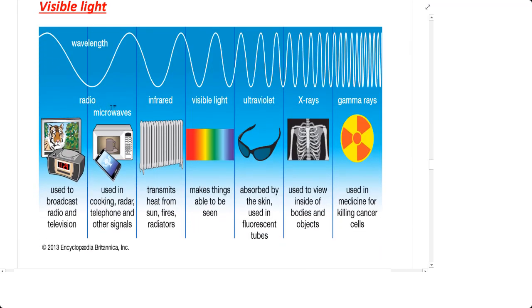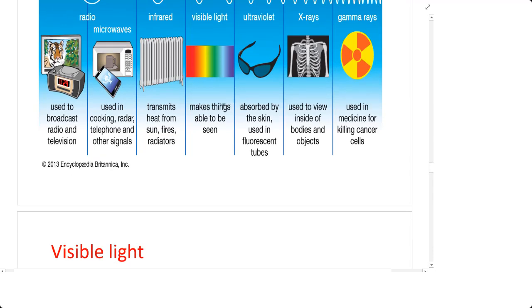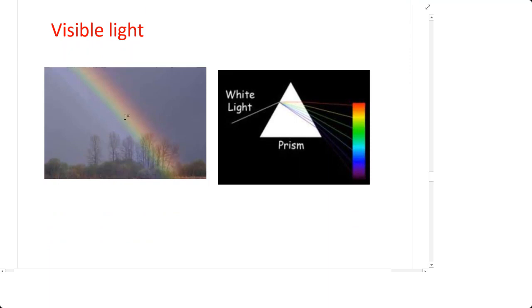Also, guys, about visible light: we explained radio, micro, and infrared, and now the visible light, which is white light. This visible light consists of seven colors, as you can see here: red, orange, yellow, green, blue, indigo, and purple or violet. These are the rainbow colors. The light can disperse, meaning break out into its components. If white light passes through a prism, it gives the seven colors.